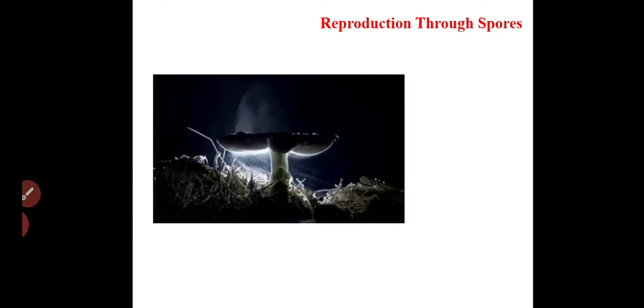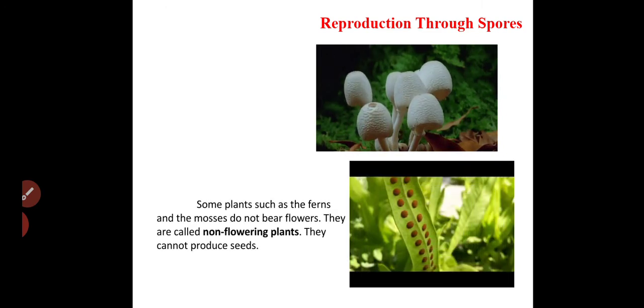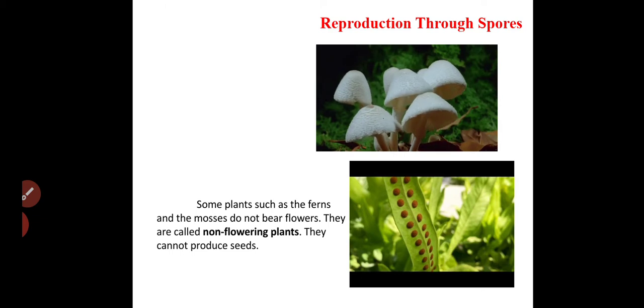You can observe that here, what is this? Can you identify this one? Yes, it is a mushroom. And this is only one of the mushroom plants. It is releasing its spores to the outside, and they are very tiny, just like seeds, and they will grow. And here also you can see that one. So these are the plants which reproduce through spores.